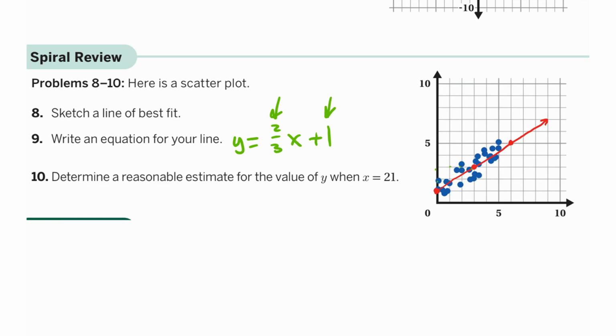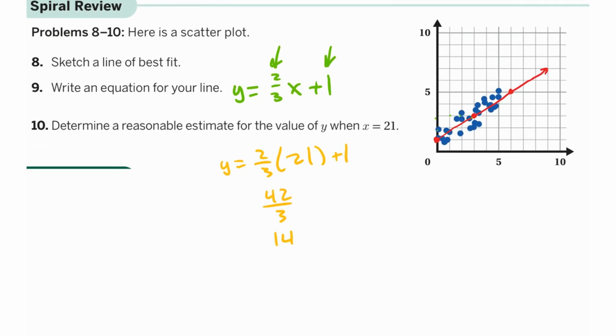Lastly, determine a reasonable estimate for the value of y when x is 21. Again, I'm just going to plug in 21 into my x value to give myself an estimate. 21 times 2 is 42. Divided by 3 is, what is that, 14? And 14 plus 1 is 15. So anywhere around 15 was just my estimate.